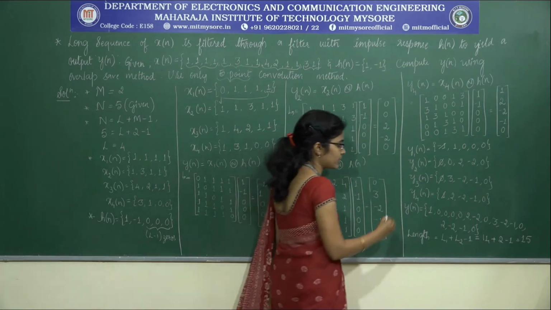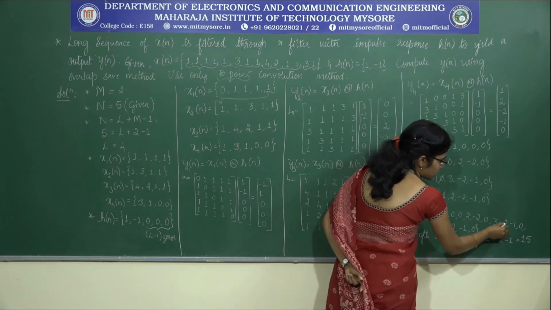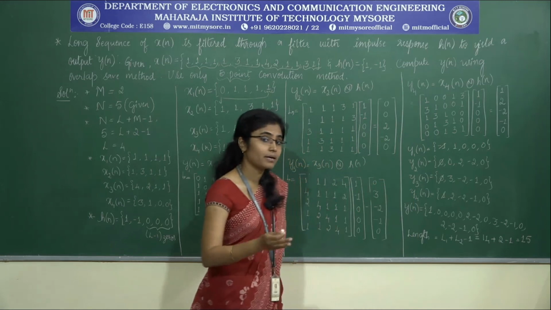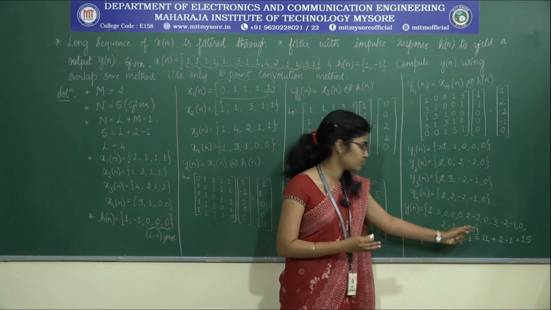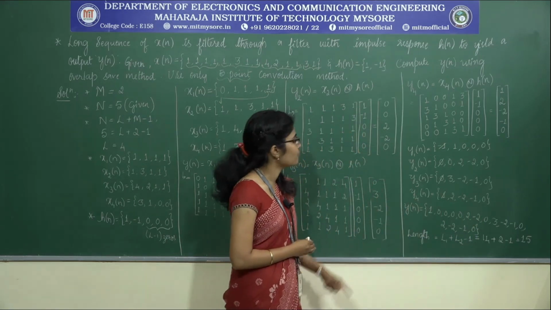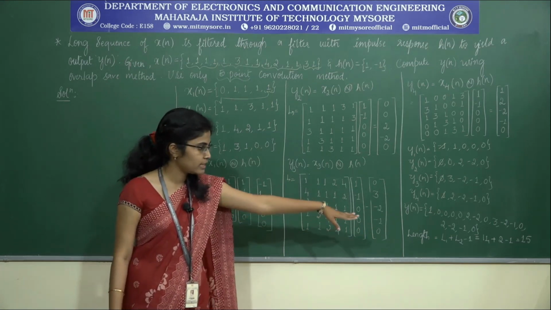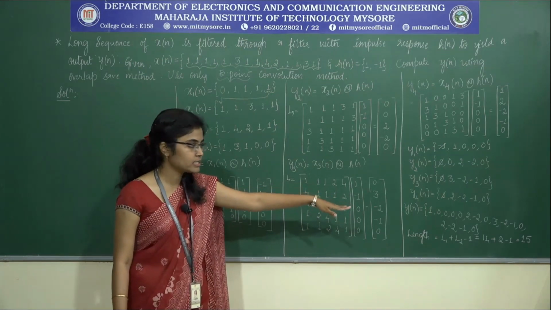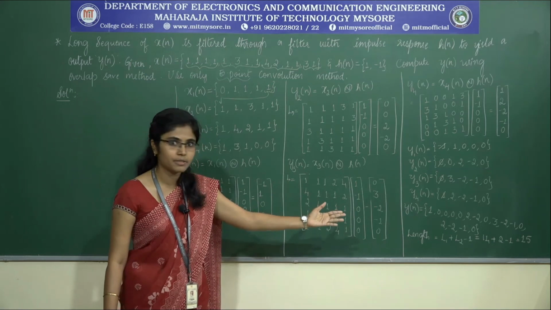Now let us count whether we have 15. 1, 2, 3, 4, 5, 6, 7, 8, 9, 10, 11, 12, 13, 14, 15. So 15 ends at minus 1, but we are getting one more 0. So that is nothing but the redundant sample. So you need to remove that and you need to tabulate the sequence for y of n. By calculating the length of y of n, we got the length of y of n should be 15. But from the calculated data, it is giving us 16 samples. So the last sample is the redundant sample, which is nothing but 0.